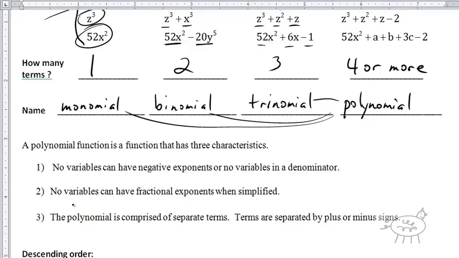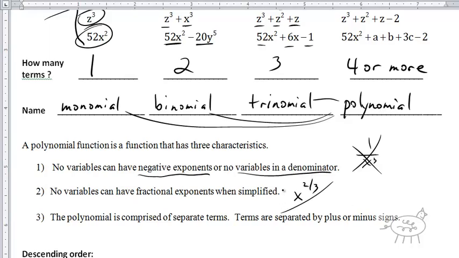A polynomial function has 3 characteristics. No variable can have negative exponents. This is pretty basic stuff here. No negative exponents and no variables in the denominator, so 1 over x cubed is not a polynomial. No variable can have fractional exponents when simplified, so you can't have x to the 2/3 power. And a polynomial is comprised of separate terms. Terms are separated by pluses or minuses.